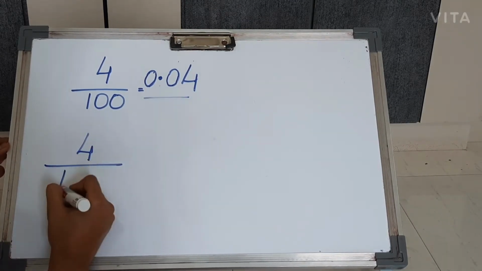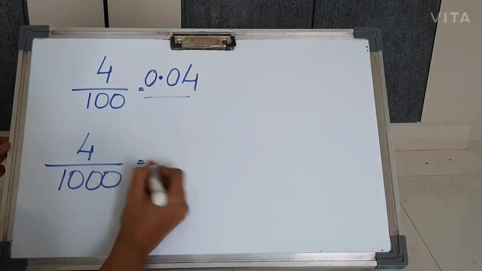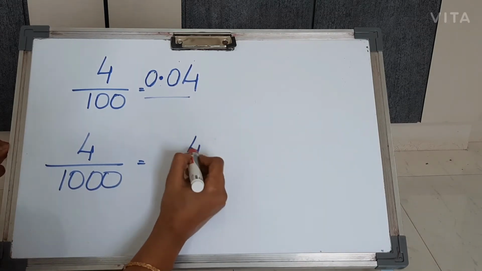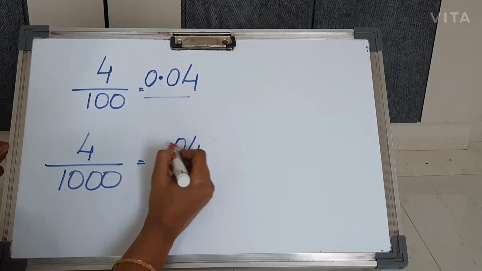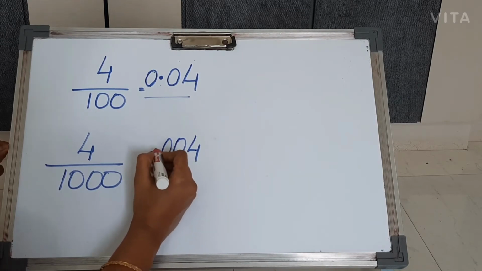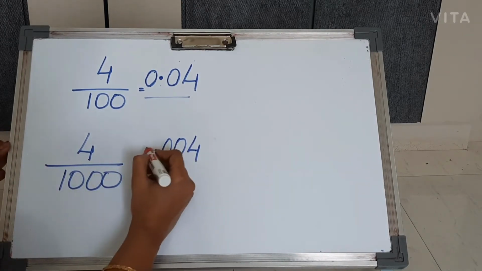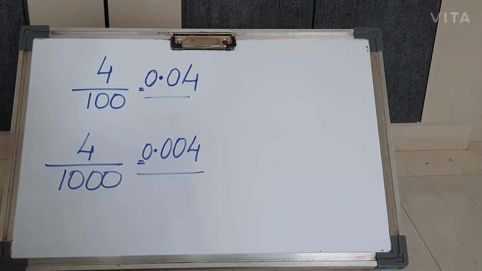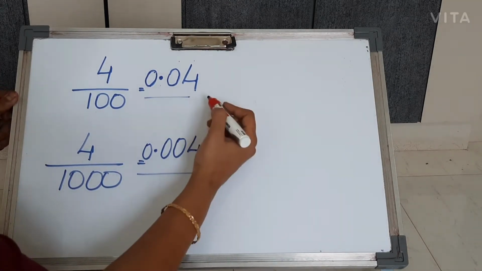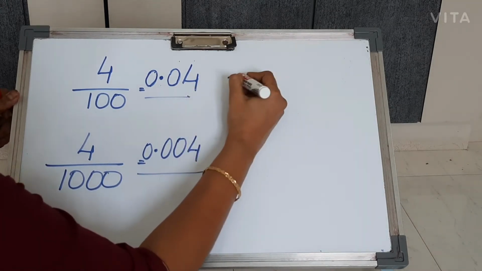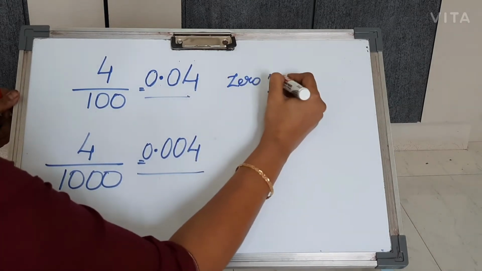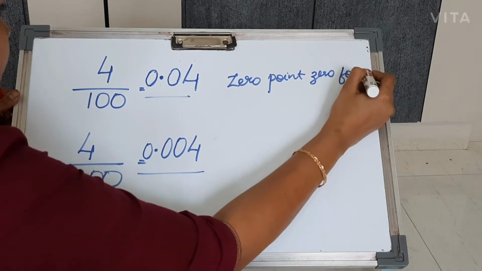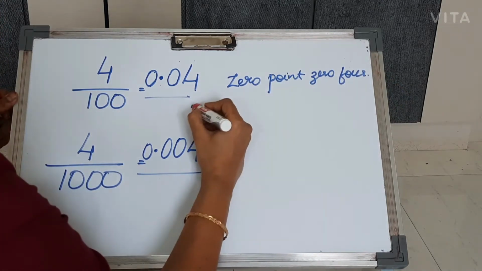Similarly, suppose 4 divided by 1000. Again we will write 4 here. How many zeros? 3. So we will make 3 places here: ones place, tens, 100, and then again we will put a point here. Now how it is read, that is most important here. This can be read as 0.004.